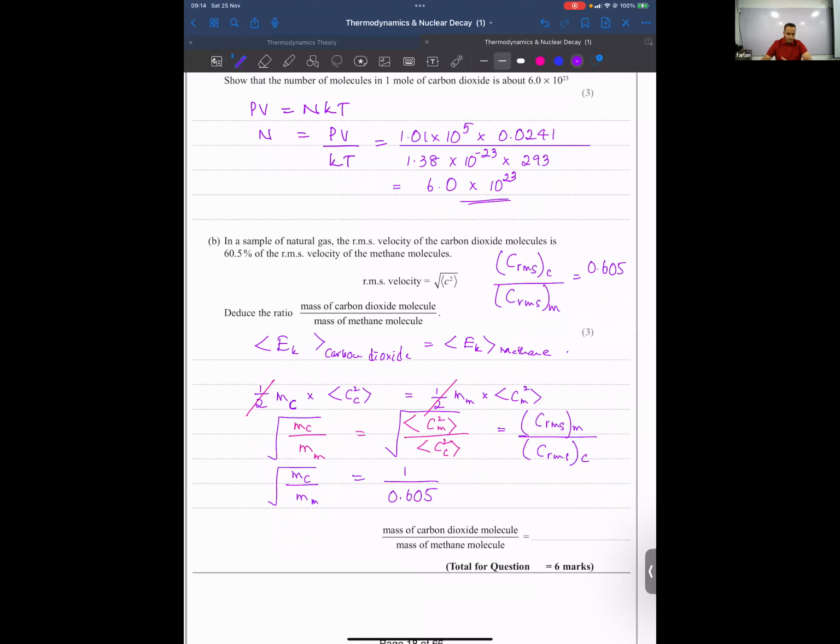Okay, that is the square root of m_c over m_m. We have to find m_c over m_m, mass of carbon dioxide over mass of methane. That is 1 over 0.605, which needs to be squared. That gives 2.732. I'll take it as 2.73.